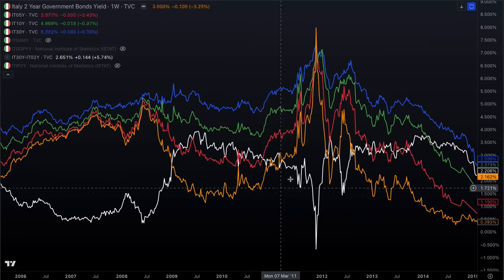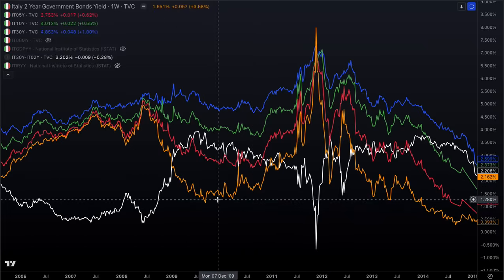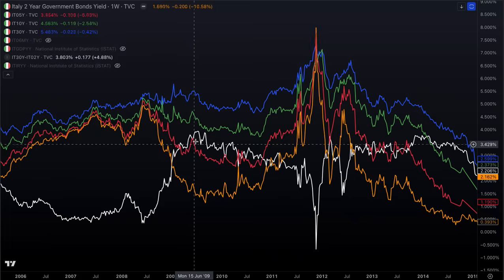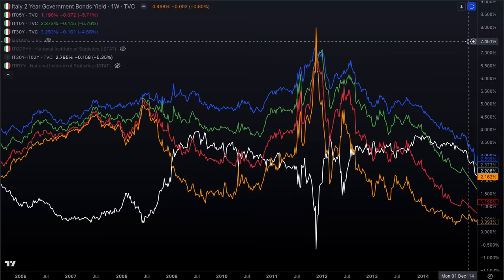And so this is how I normally do it, right? The shorter term maturities are kind of the lighter colors. And as you get darker out the rainbow, that is longer maturities. And then this white line here shows the spread between the 30-year and the 2-year. And this is all one scale.